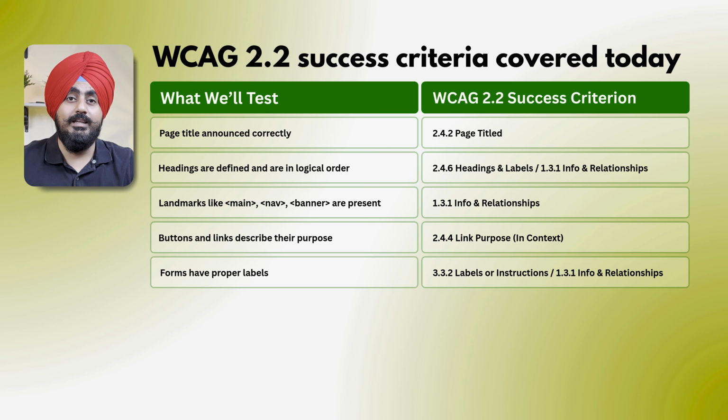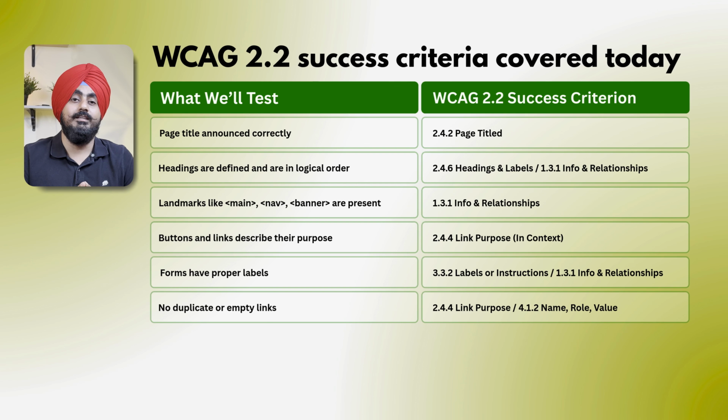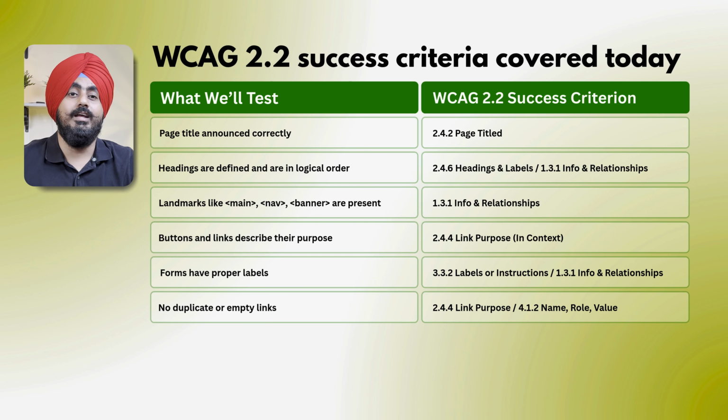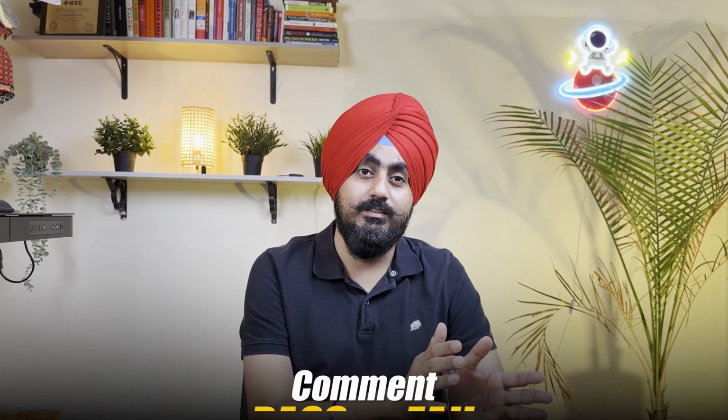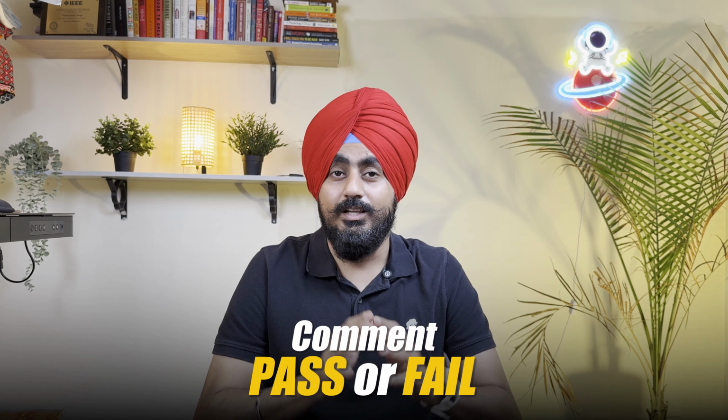Do the forms have valid labels? That will be covered under labels or instructions, or info and relationships. No duplicate or empty links, for link purpose and name, role and value success criteria. And finally, we'll have live region announcements under status messages. This is what makes screen reader testing so powerful. It's not random. It's mapped directly to WCAG 2.2 success criteria. Now here's my question. If we run NVDA screen reader on your site right now, would it pass or would it fail? Be honest. Drop pass or fail in the comments.